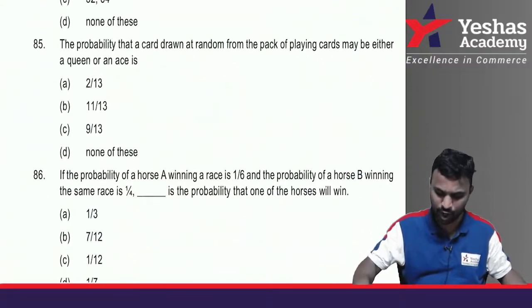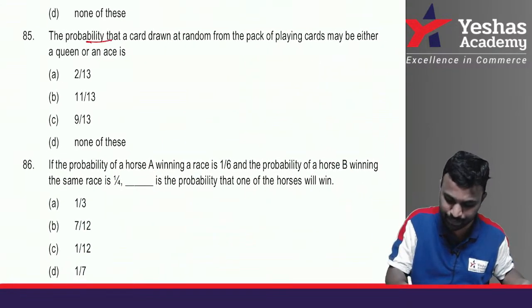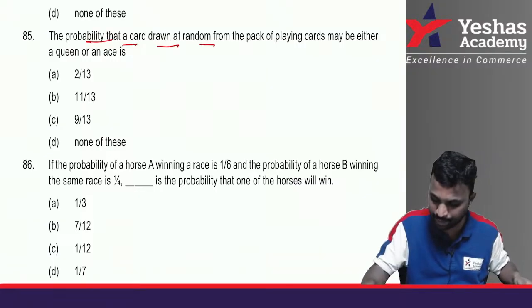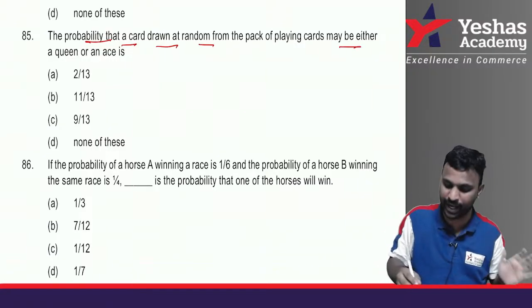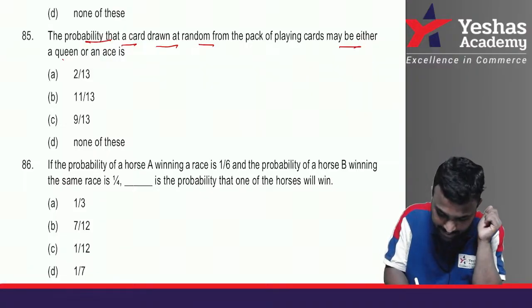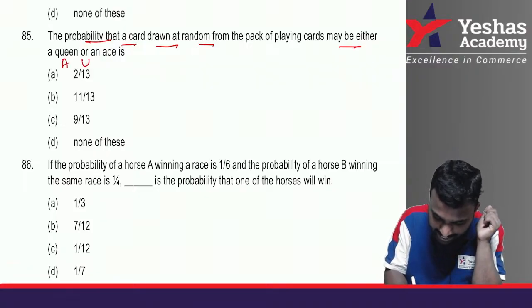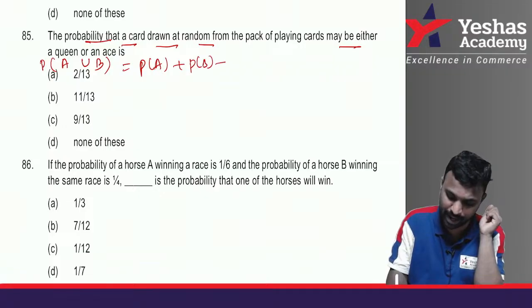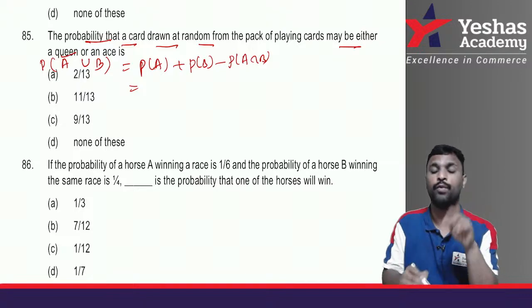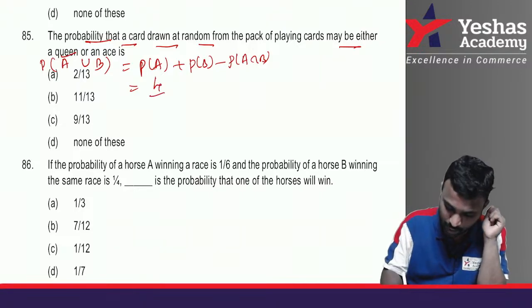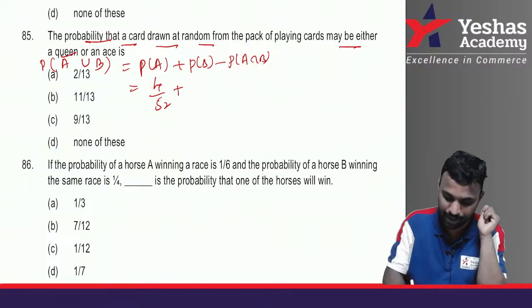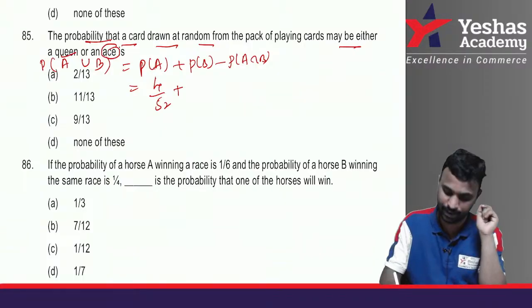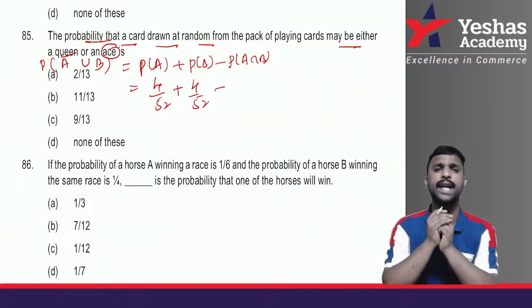Have you all understood? Moving on to the next question, question number 85. The probability that a card drawn at random from a pack of playing cards may be either a queen or an ace. Queen, we will take it as A, "or" means union, ace, we will take it as B. As per the question, P of A union B is what is asked, which is nothing but P of A plus P of B minus P of A intersection B. Guys, A for queen. What's the probability of getting a queen? There are 4 queens out of 52 cards. Yes or no? B for ace. How many aces are there? 4 out of 52. Now, what is A intersection B?